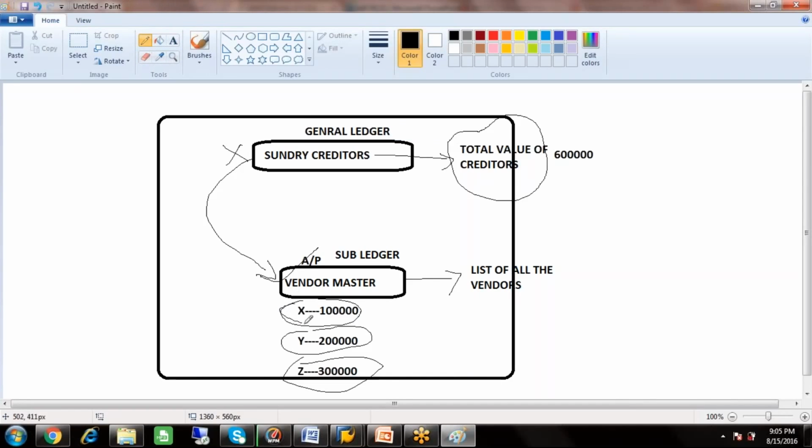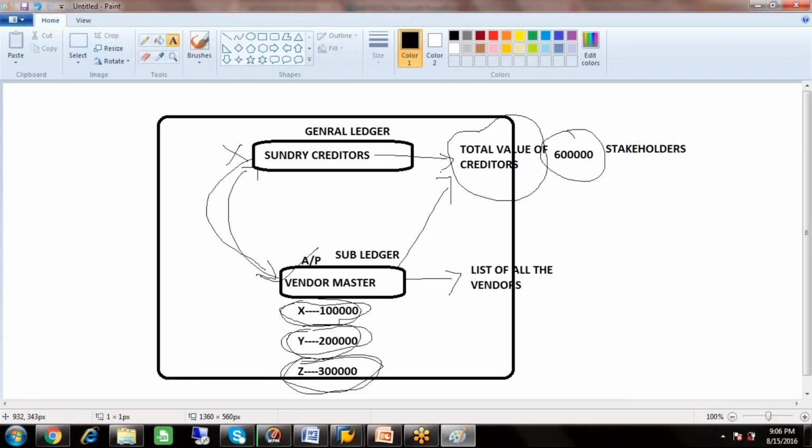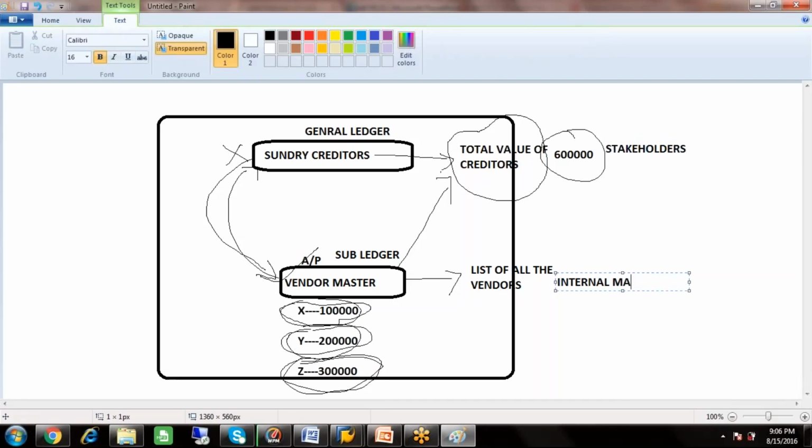Always I'll be posting the transaction to the subledger level. If I'm buying the material from X, I'll post it to X account. If I'm buying from Y, I post it to Y's account. If I'm buying from Z, I post it to Z's account. Because of this link, it automatically gets transferred to the GL account from the subledger to the general ledger. So this figure is something which is required more for the outsiders. The stakeholders are more interested in this figure, right? And this figure is something which is required for internal management. Now both these informations I can get from my accounts payable.